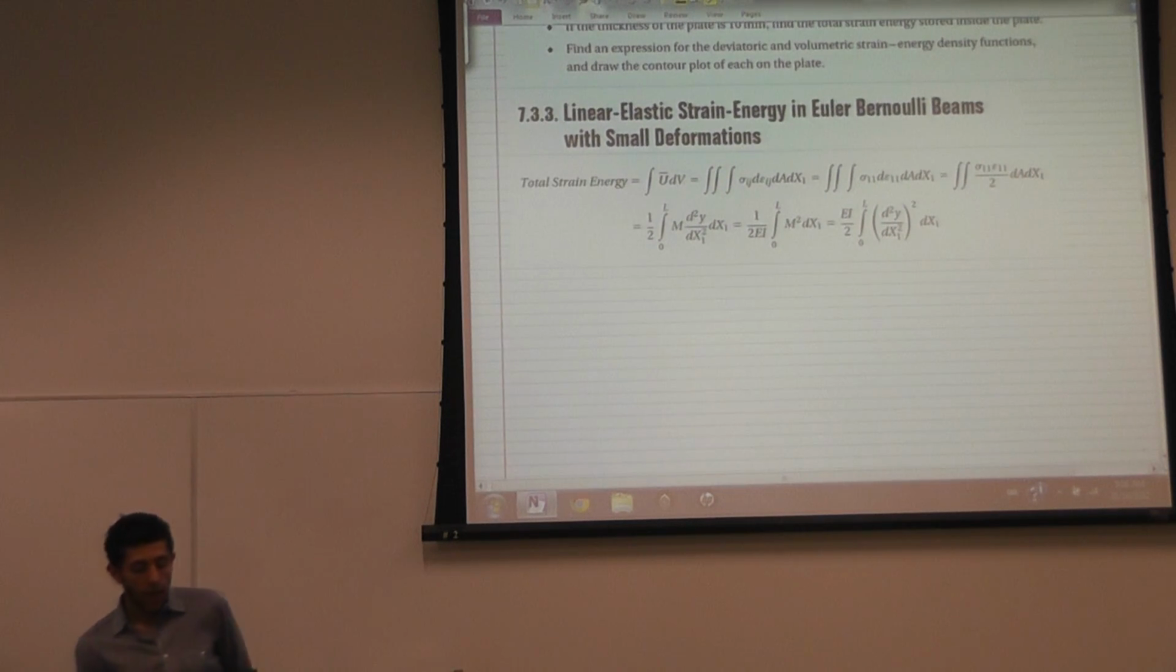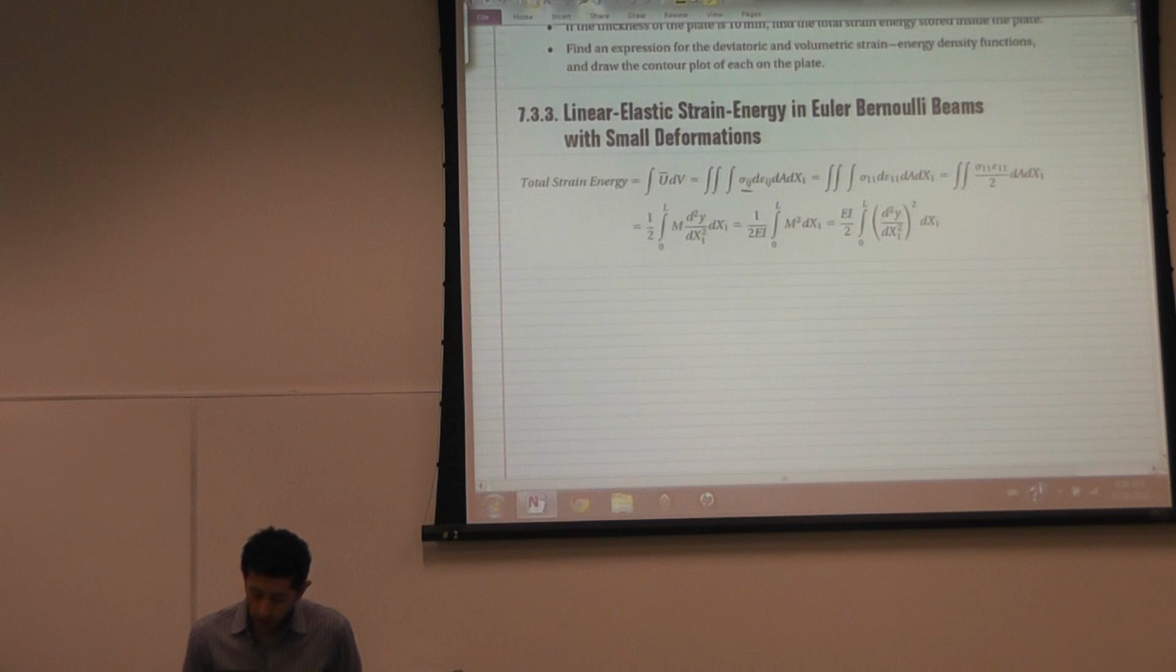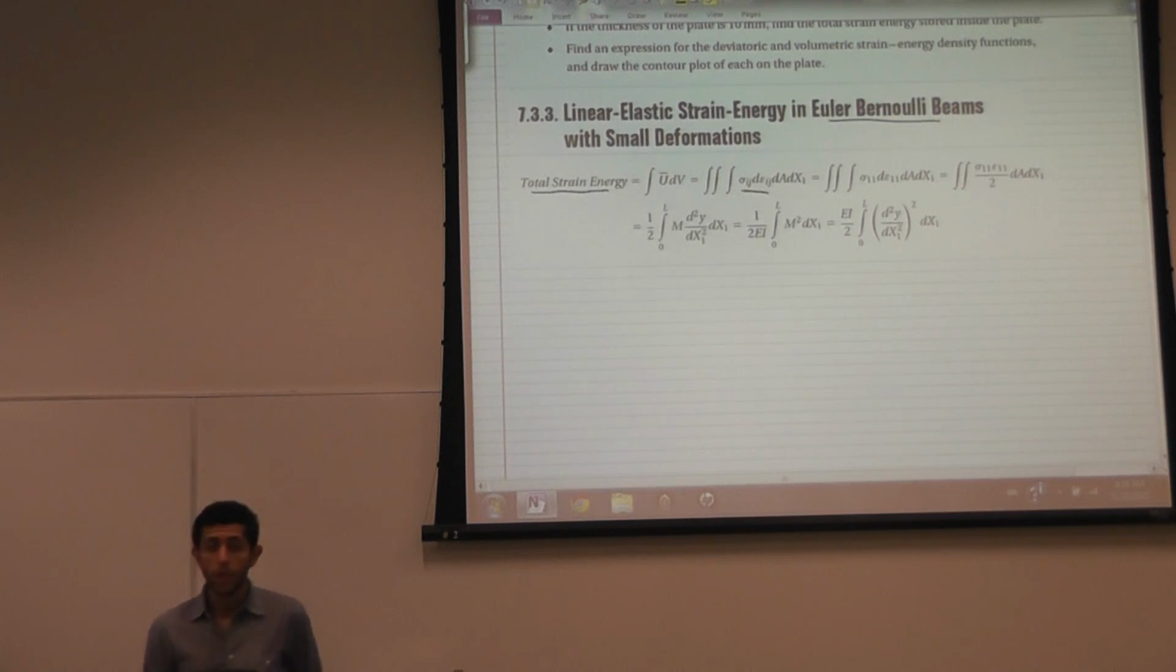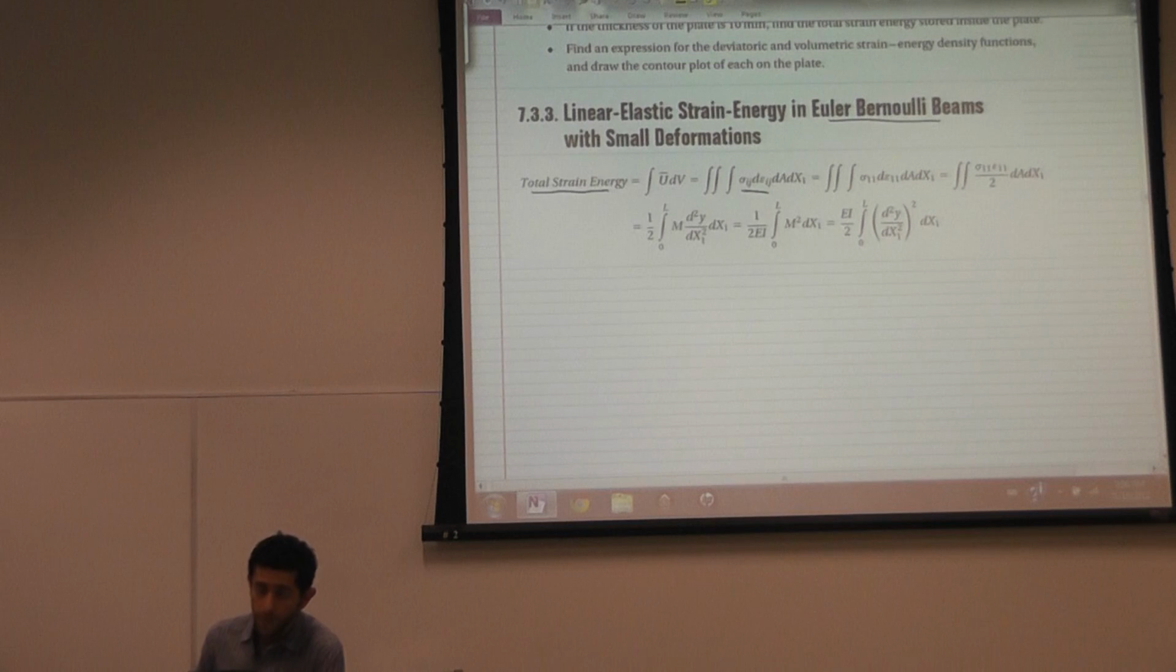So now we know that the energy is equal to the integral of sigma ij d epsilon ij. I would like to look at the form of the total strain energy stored in an Euler-Bernoulli beam. The energy per unit volume, when I integrate it over the volume, is the integral of sigma ij d epsilon ij. The volume is dA dx1, so integrated over the area and over the length of the beam.